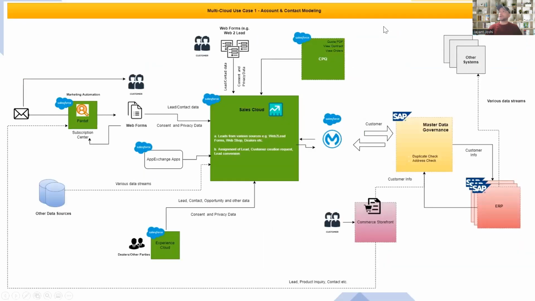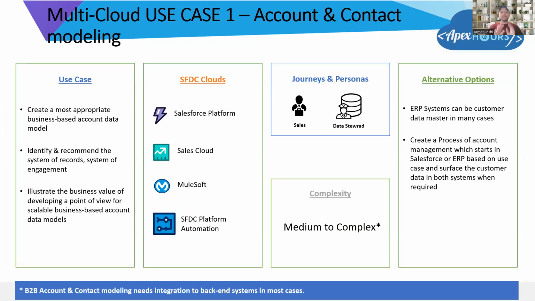Then this is one good example which we are going to talk about, right? Sorry, I have to go back. So yeah, now let's take an example of a multi-cloud use case. Okay, so it talks about account and contact modeling, and whenever talking about B2B cases, you will always encounter how do you define your account strategy, right? How do you model your account and contact, right?